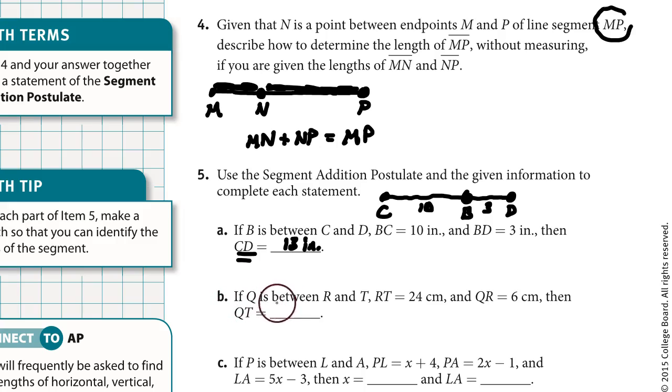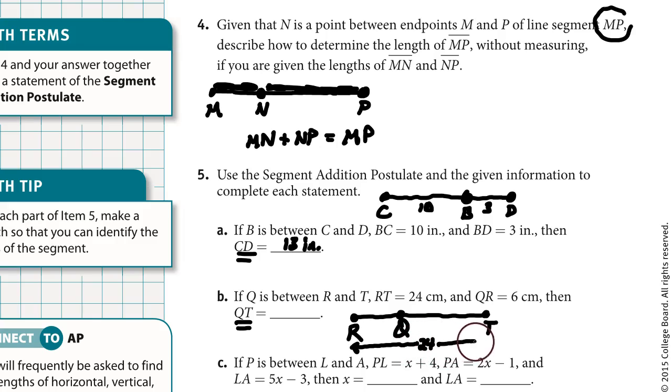Question B, if Q is between R and T, and we have some other information, find QT. Let's draw this. We have point R stretching over to point T. We're told that Q is between them, so somewhere in between them, I'm going to locate point Q. I'm purposely not putting it exactly in the middle because nothing in the directions told me it was exactly in the middle. From R to T, it's 24.